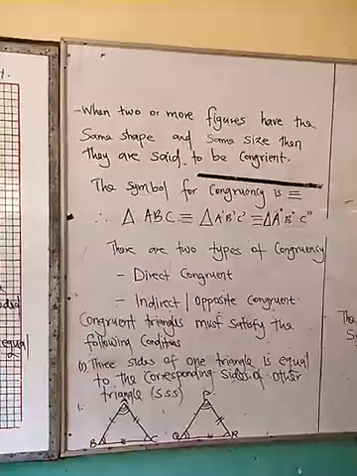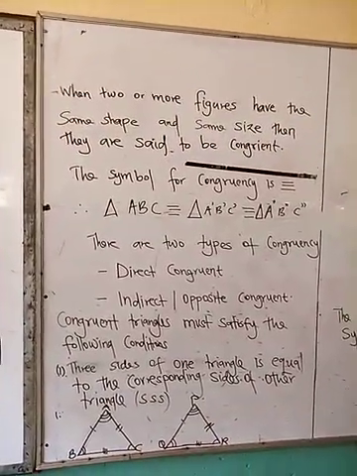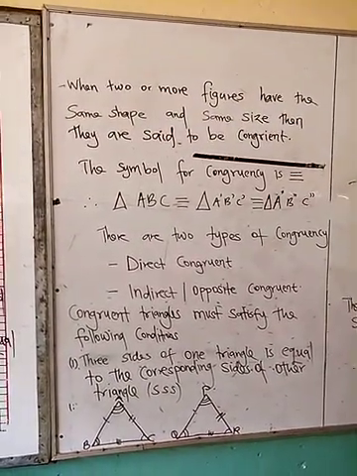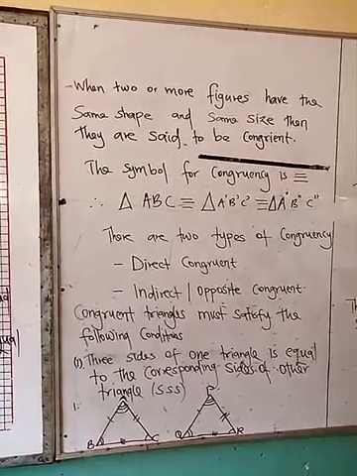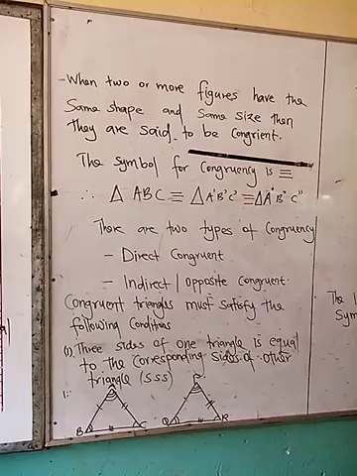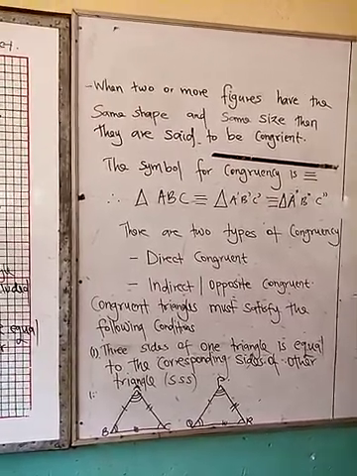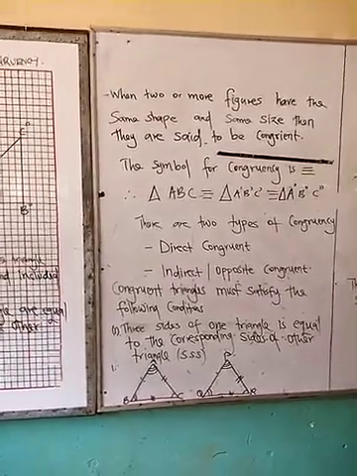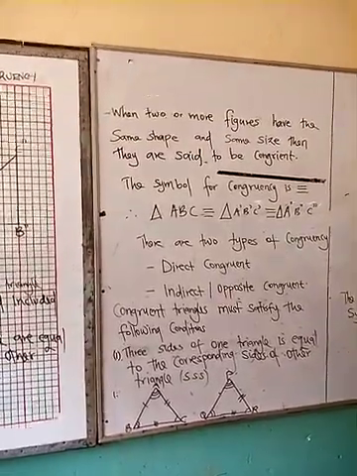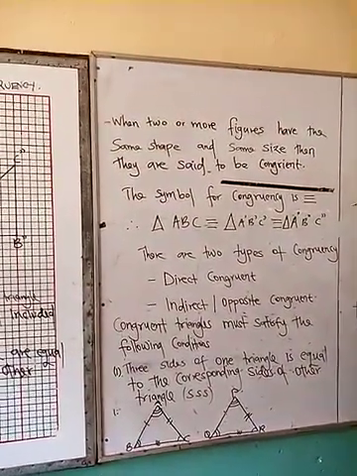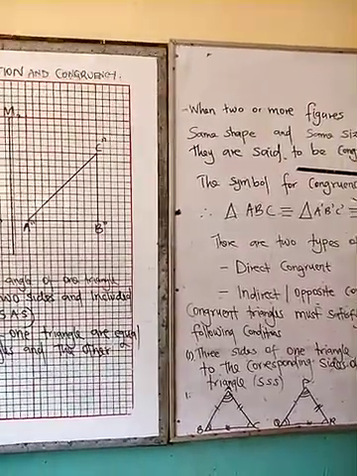So once we do the investigation, we find that when two sides and an angle between them are equal, then we say those two triangles are congruent, because definitely the third side will be equal.